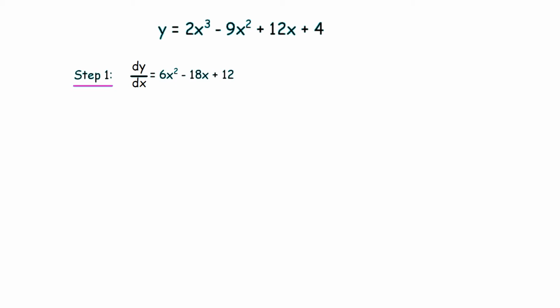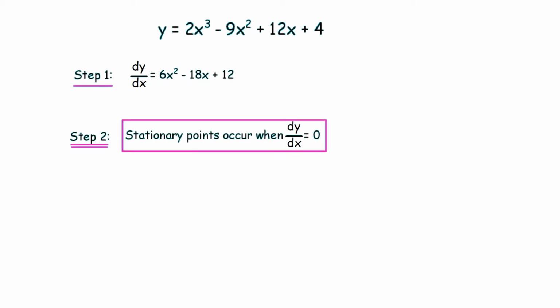What we then need to do for step 2 is our communication statement, which is: stationary points occur when dy by dx equals 0. A statement like that would be sufficient for this part. What you're then going to do, and this is very, very important, is write your 6x squared minus 18x plus 12, set it equal to 0 and begin factorising.